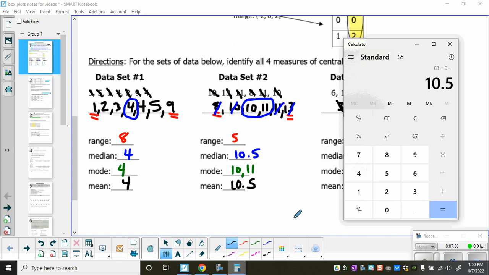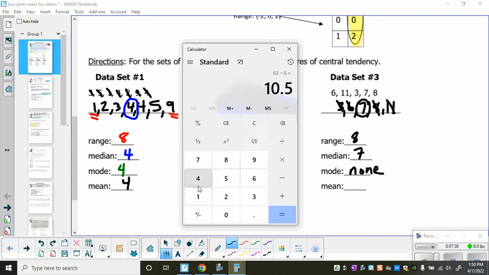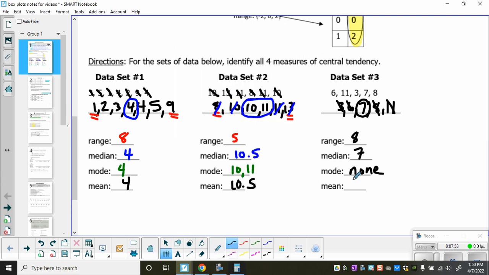And for the mean, when we add up all of our numbers, oh, sorry, let me just start with the ordered list real quick. It was a 3 plus 6 plus 7 plus 8 plus 11. Cool. Divide by the 5 numbers we have. You guys know that that's 7. So here we have our measures of central tendency for this data set.